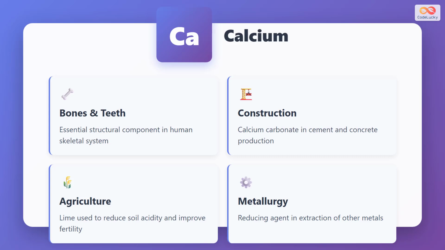Calcium is perhaps the most familiar alkaline earth metal due to its biological importance. In the human body, calcium is the essential structural component of bones and teeth, making it vital for skeletal health. In the construction industry, calcium carbonate forms the basis of cement and concrete production, literally building the foundations of modern infrastructure. Agriculture relies heavily on calcium compounds, particularly lime, which is used to reduce soil acidity and improve fertility. In metallurgy, calcium serves as a reducing agent, helping extract other metals from their ores through chemical reactions.